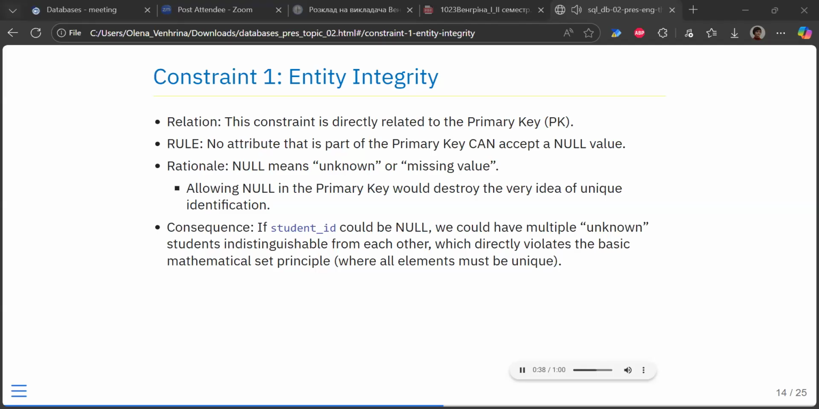Moreover, this violates the very mathematical principle of the set we talked about at the beginning. If student ID could be null, theoretically we could have several rows with null in this field in the table, and the system would not be able to distinguish them. This would create duplicates, which is forbidden in the relational model. Therefore, the primary key must always have a specific, unique value. This is the first guarantee of the model.